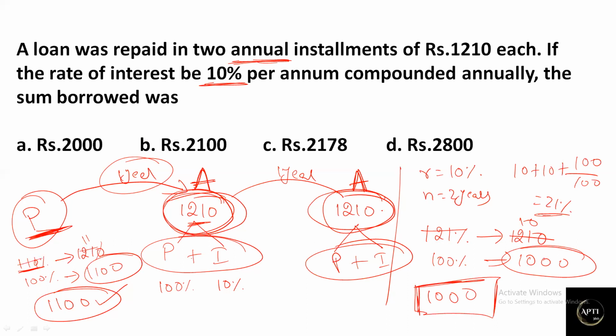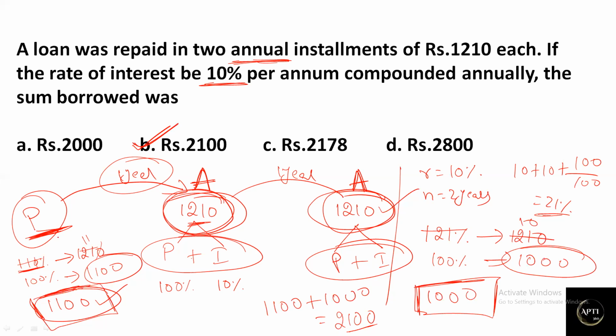When we have 1210 in the 2 years, here we have 1100 rupees as principal amount for the first year. So the total sum you borrowed is 1100 plus 1000, which is equal to 2100. So which option is correct? Option B is correct. So this is how.